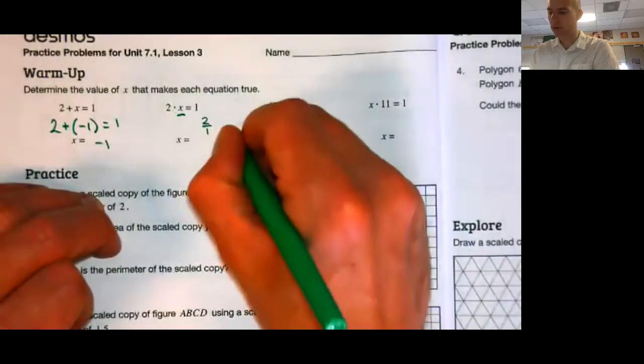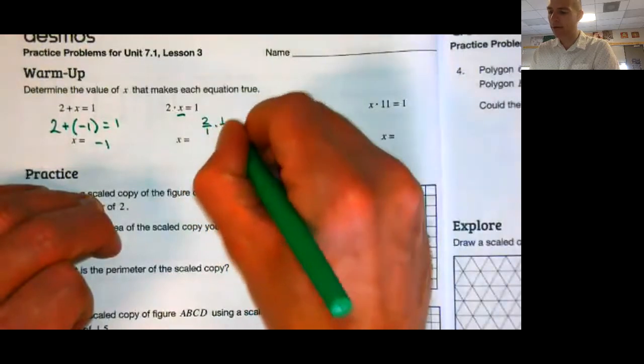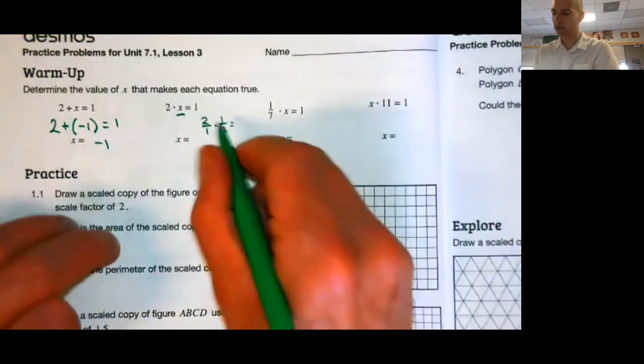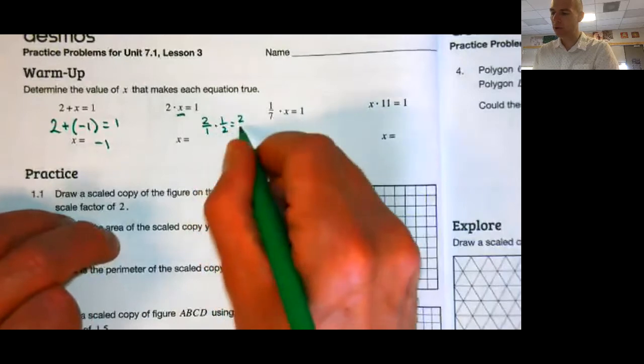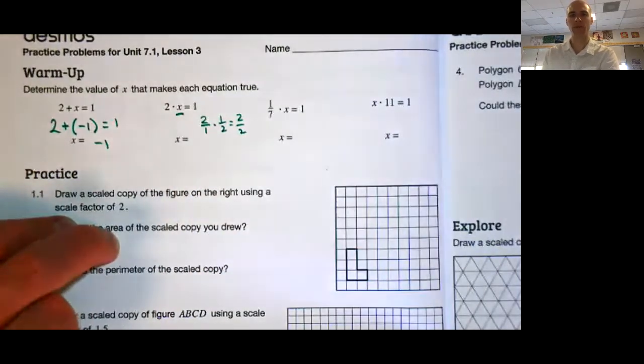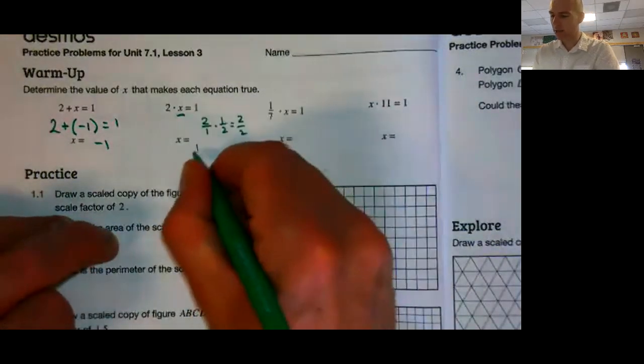I'm just writing 2 as 2 over 1 times 1/2. If you did that, you get 2 times 1 equals 2. 1 times 2 also equals 2. 2 over 2 is a whole. So in this case, x equals 1/2.